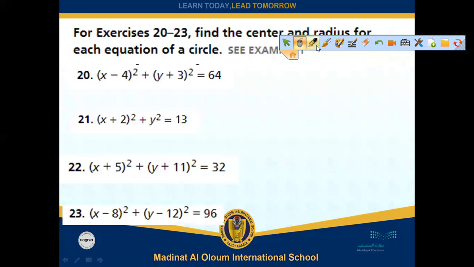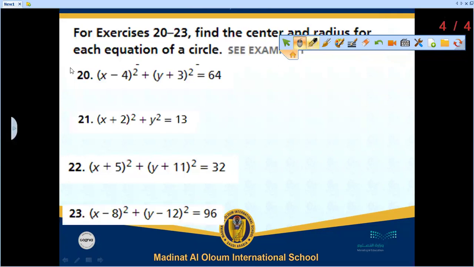Okay, guys, let us do this one. He said find center and radius. Yes, I heard some of you, they can do it easily. First one, what is the center? Change negative 4 to 4, change y to negative 3, change the number beside x. Now this is my center.